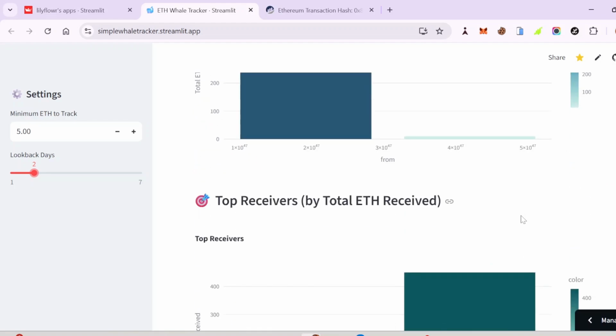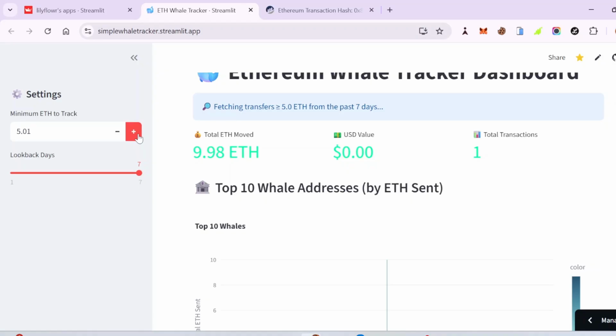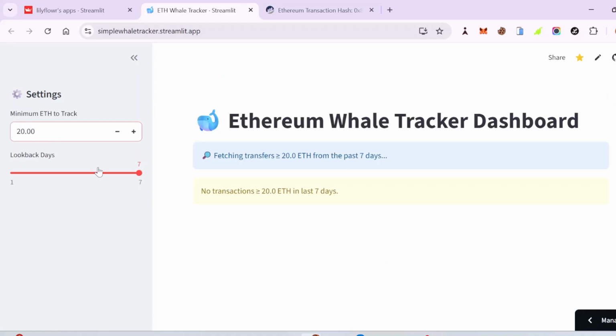So the point of this project isn't about whales, it's about how carefully applied filtering and aggregation can transform raw blockchain data into a form that supports genuine analysis under real world constraints.